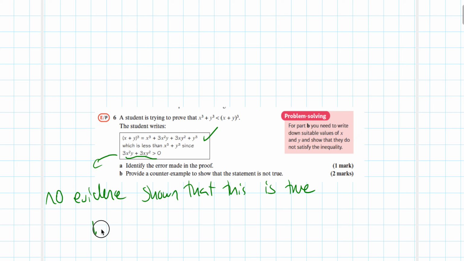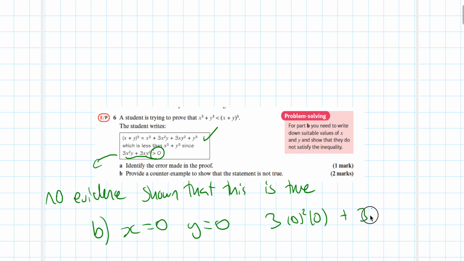A counterexample that we have, a very straightforward one, remember that it's greater than 0. So if x is equal to 0 and y is equal to 0, then you get 3 times 0 squared times 0, plus 3 times 0 times 0 squared, which is equal to 0. And therefore that's a very easy way of using a counterexample to disprove that.